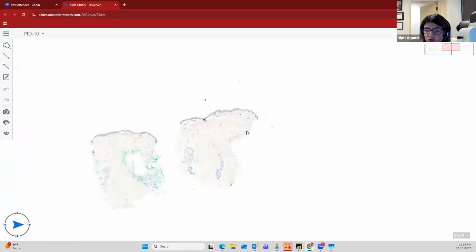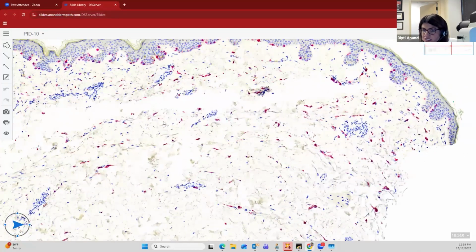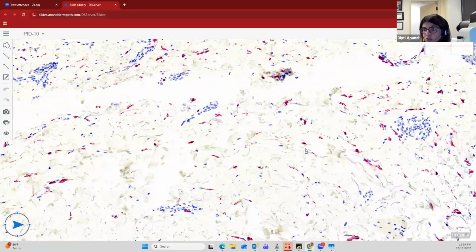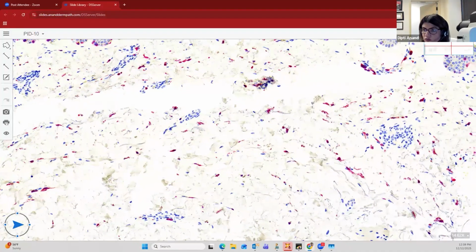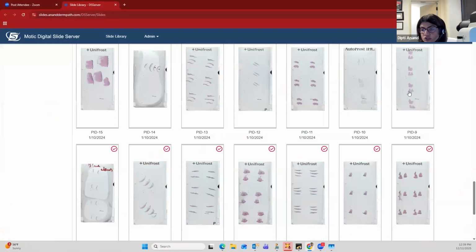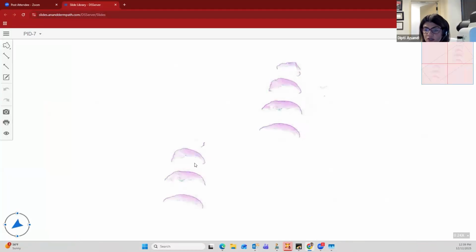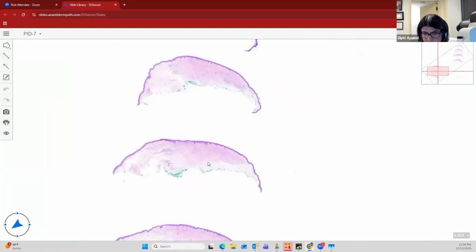So this is a Sox10 immunostain, and you can see that these are being highlighted with this stain. That's in a patient with nevus of Ito. Okay. So one of the things that they want to test you on is a sclerotic blue nevus and its difference from a dermatofibroma.